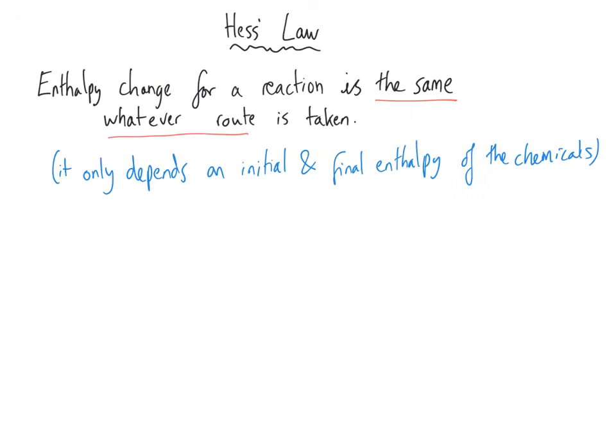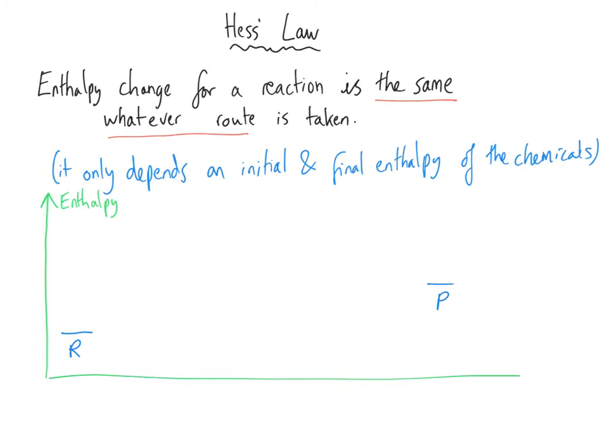Or to put it slightly differently, it only depends on the initial and the final enthalpy of the chemicals, or in other words, the enthalpy of the reactants and the enthalpy of the products. And so, if we create an enthalpy diagram here, and I hope you can tell that this is for an endothermic reaction, we can see that the products have got more energy than the reactants, so heat energy is going in. So what Hess's law tells us is it doesn't matter how many extra steps are taken in this reaction, the enthalpy change will be whatever this number is here, and I'm just going to make up a number and call that plus 50, because the products have got 50 kilojoules per mole more than the reactants do.